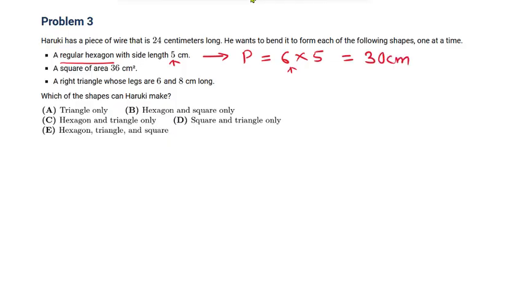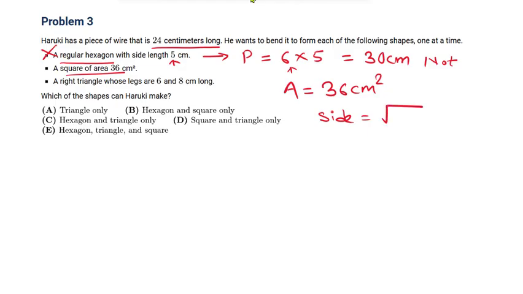So 30 centimeters is not possible because the length is given as 24 centimeters. So this is not possible. Now the second case is we have the area of the square, which is 36 square centimeters. To find the side from the area, we find the square root of 36. This is just 6 centimeters. Now to find the perimeter of the square, you multiply that by 4. So that is 24 centimeters.